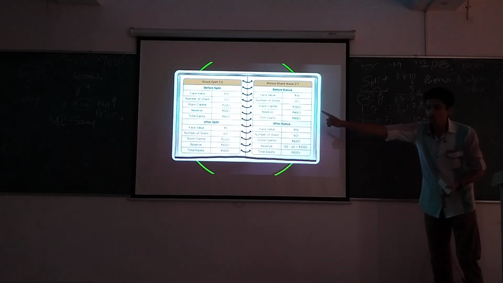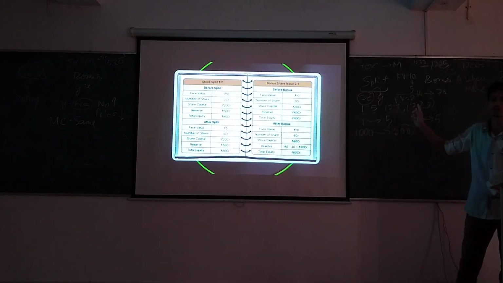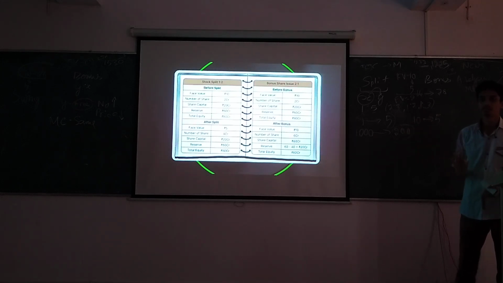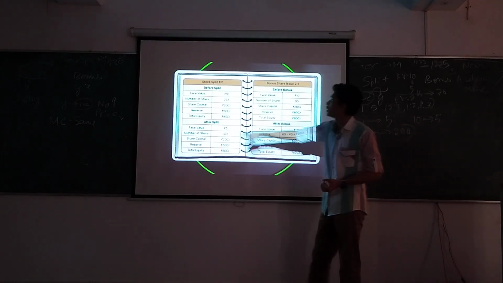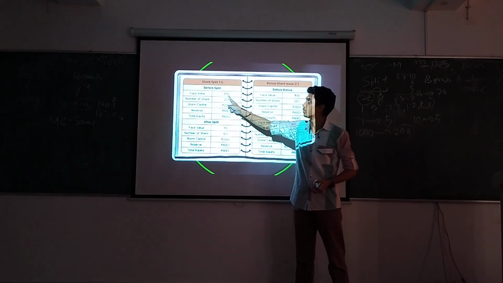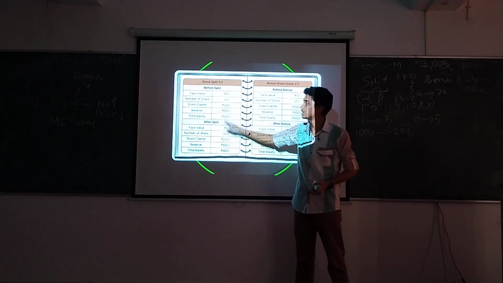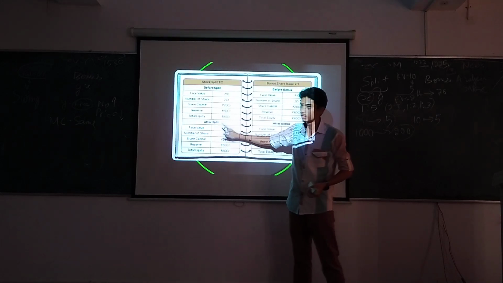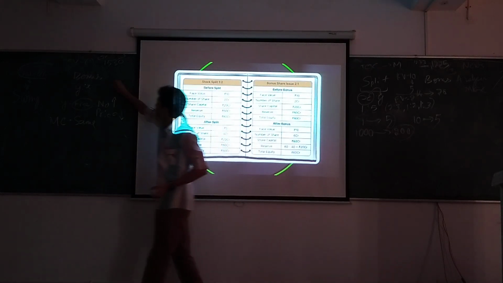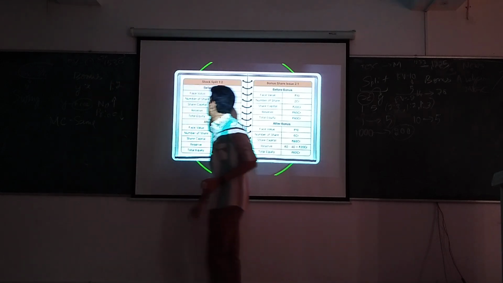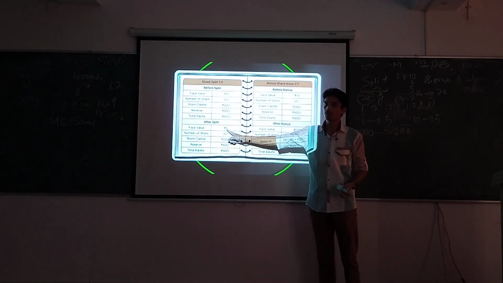Okay. In bonus, the face value is going to remain because the stock is not splitting. You are adding new stocks to your holding. Now the difference is, in stock split, face value goes down. This is a 1:2 split. Face value goes down to 5 rupees.